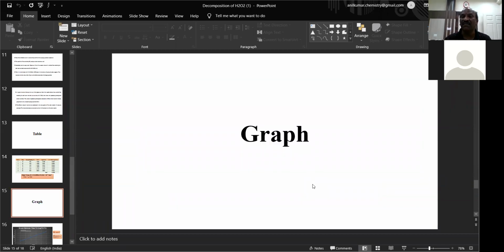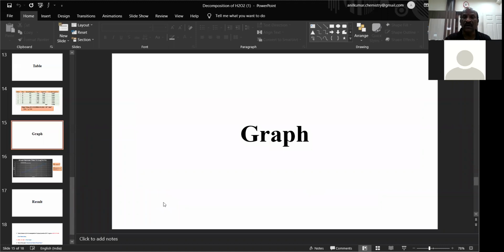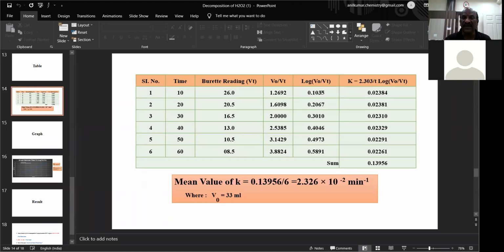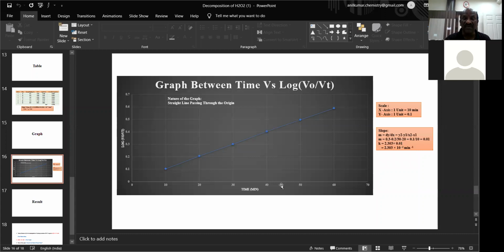How can we plot the graph? Here you see, on the x-axis we have to take the time. On the y-axis we take log V0 by Vt. This is log V0 by Vt, which we already know. We will take this value on the y-axis. And here we will take the time, 0, 10, 20, 30, 40, 50, 60. That we will take on the x-axis. And this is log V0 by Vt.